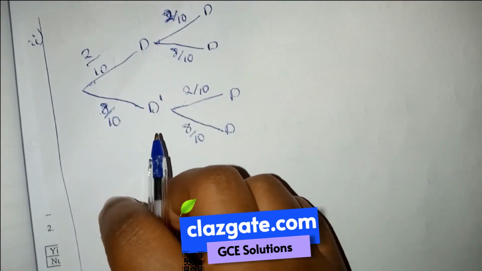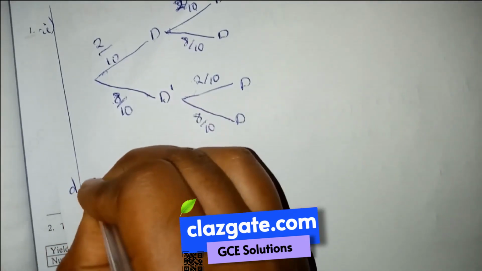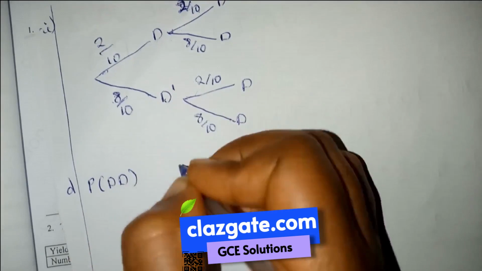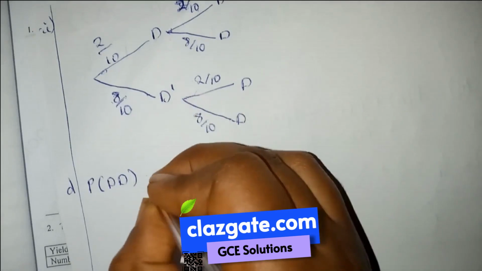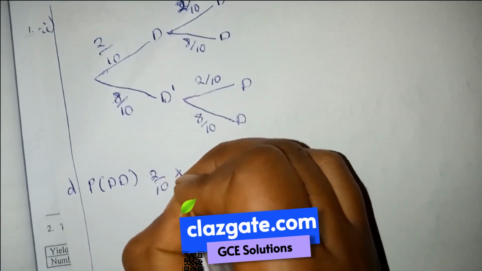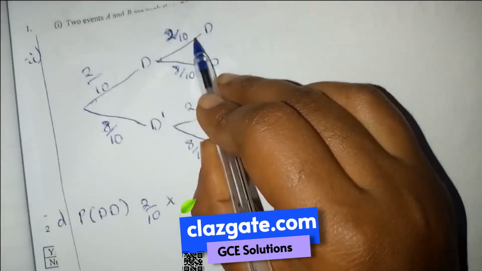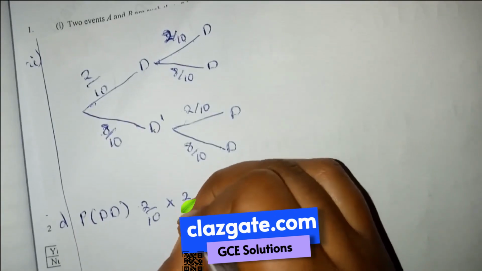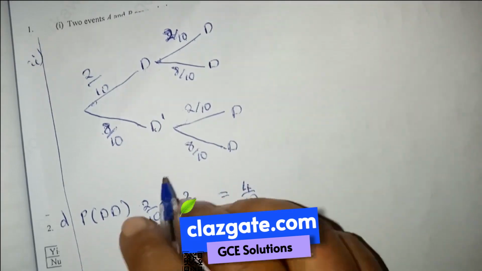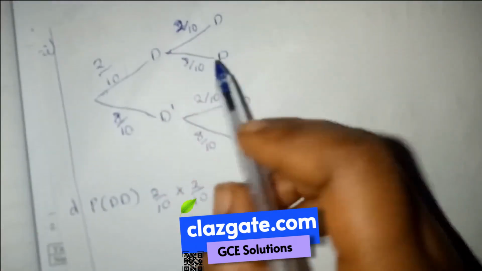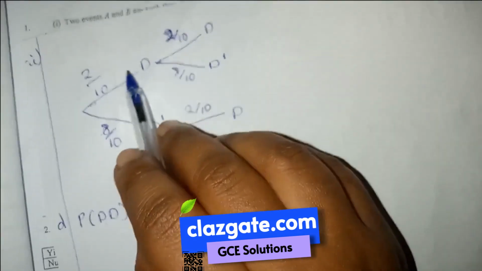So to calculate this, that's our D. They have asked us the probability that both phones are defective. Now the probability that on the first draw we get a defective phone is 2 on 10, times our second draw a defective phone, which will be 2 on 10. So 2 on 10 times 2 on 10 is going to be 4 on 100. That's the probability that both phones are defective. That's D and D. This is D complement. That's D and D.